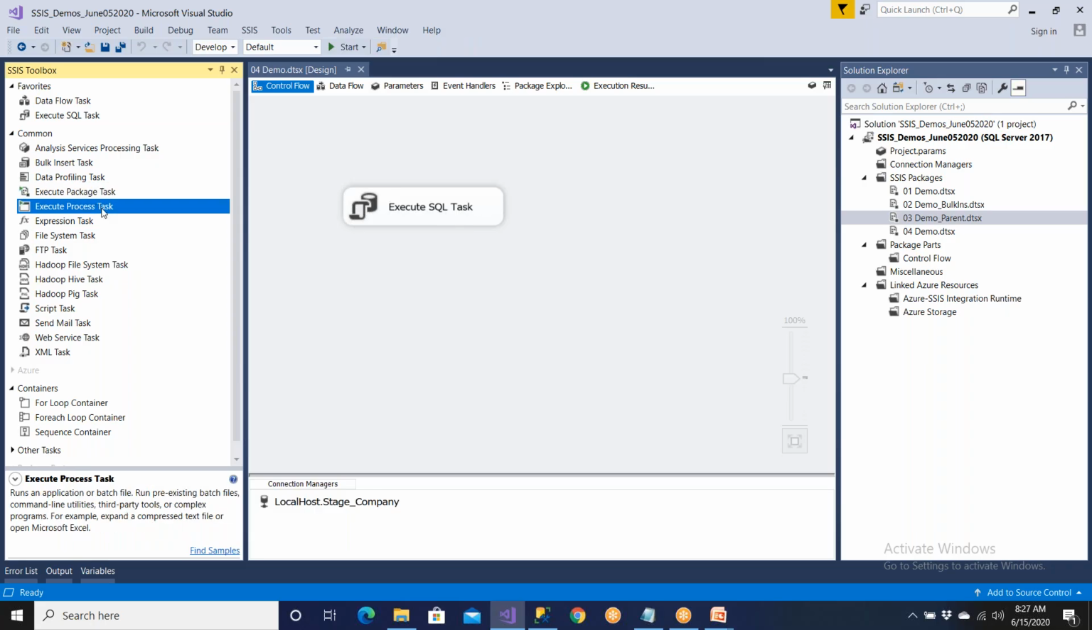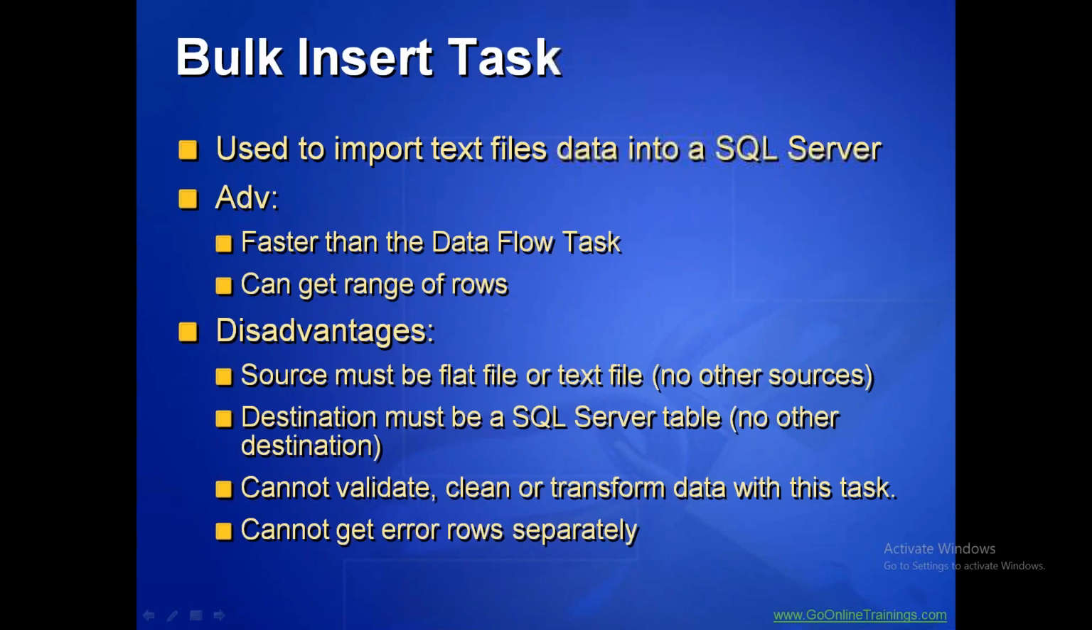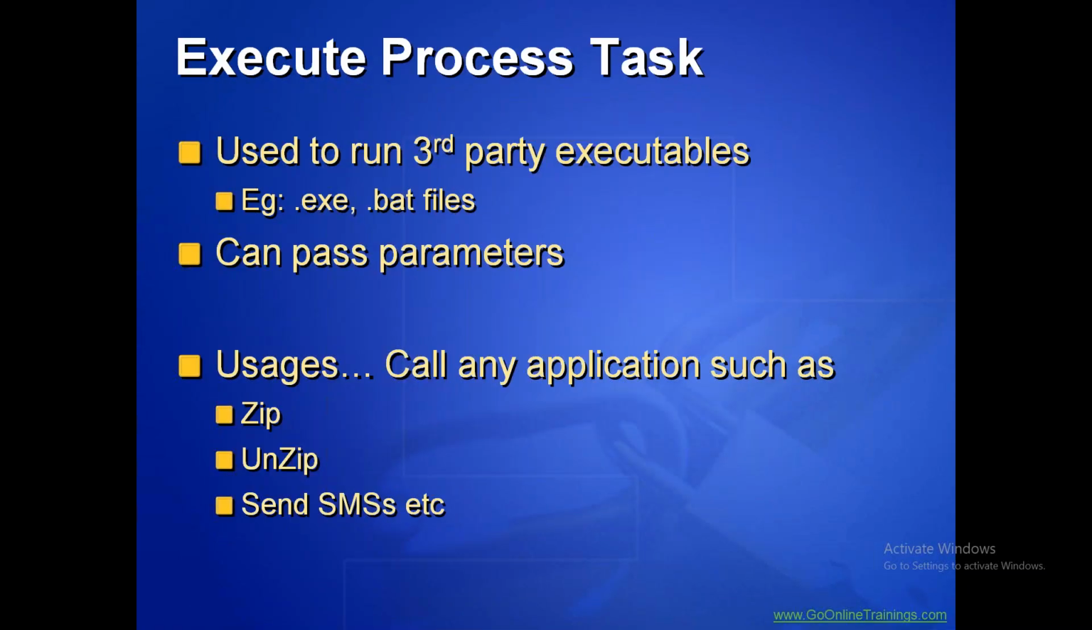Now the next one is execute process task. Okay, so what is execute process task? Let us understand. Used to run third-party executables. Examples, you can call .exe files, .batch files, any other things you should be able to call them without having any kind of an issue.